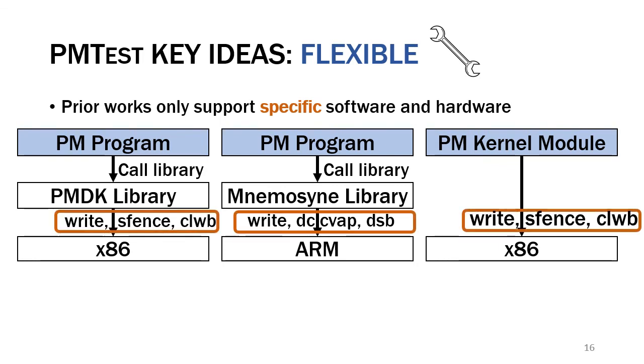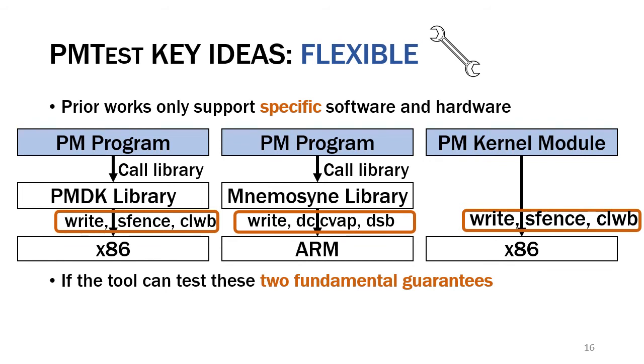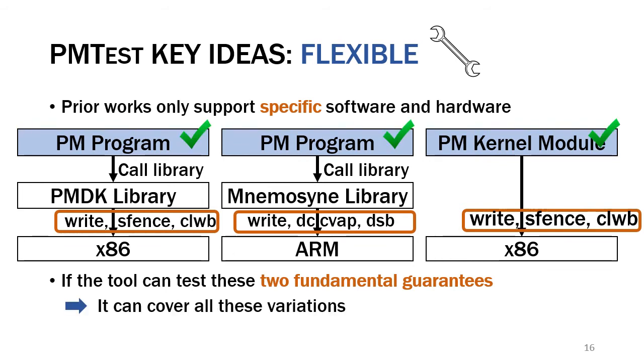We observe that even though there exist variations, the operations that maintain cross-consistency are similar. They all guarantee ordering and durability. So if the tool can test these two fundamental guarantees, it can cover all these variations. Next, I will talk about the key idea that makes our tool fast.